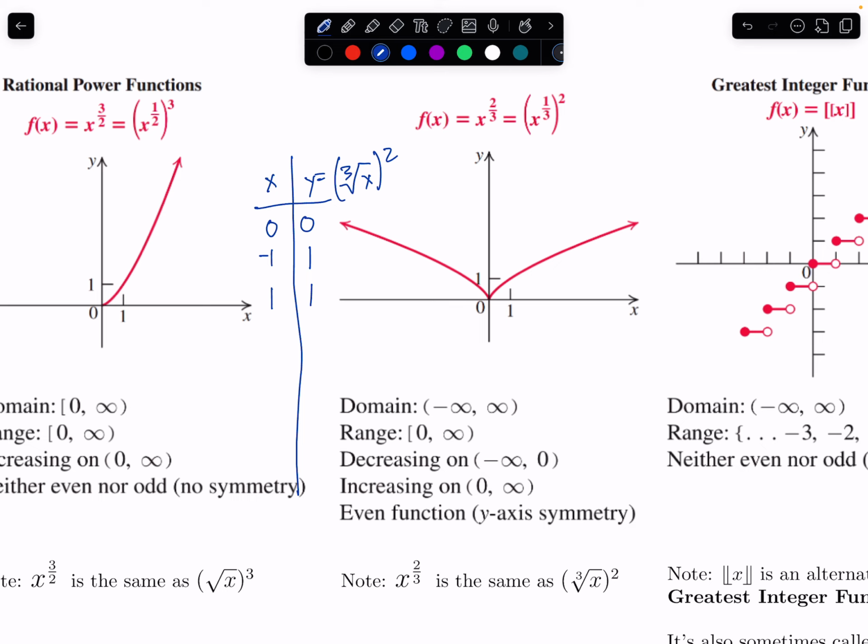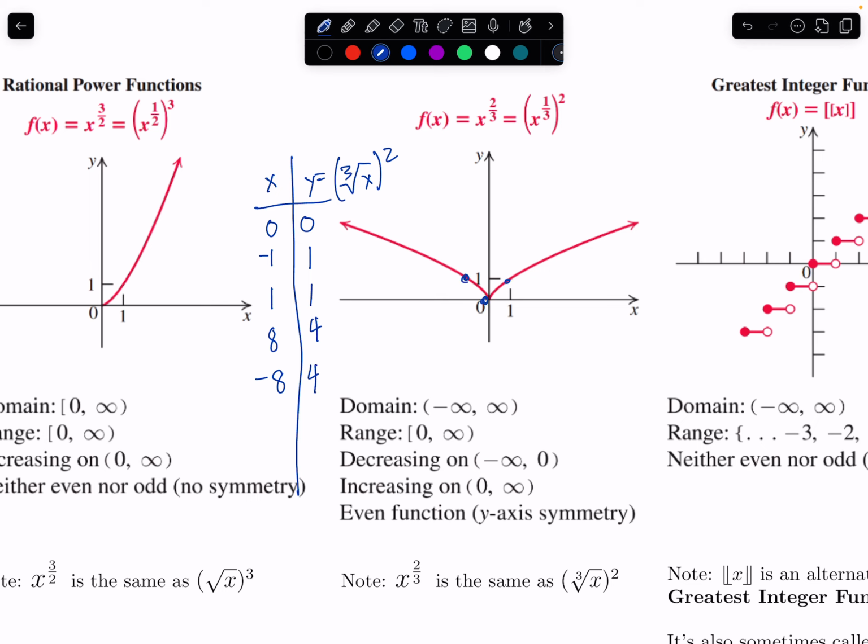8 is the next one. That's easy. The cube root of 8 is 2 because 2 times 2 times 2 is 8. So the cube root of 8 is going to be 2, right? And then after that, I take a square, I get 4. Negative 8, same thing. It's going to give me the cube root of negative 8, which is negative 2, but then I square it, I get positive 4.